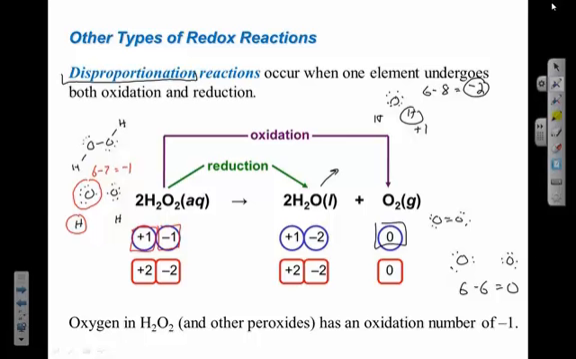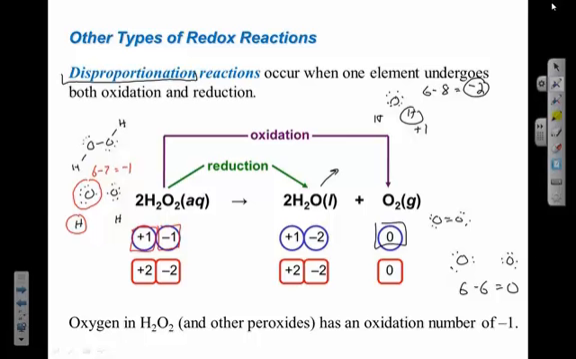So, which substance is being oxidized? It's the oxygen. The oxygen is going from a -1 to a 0. That's an increase in its oxidation number. Going from negative to 0 is an increase. That's an oxidation. Which element is being reduced? Also the oxygen. There's a reduction because one of the oxygens goes from -1 to -2. That's a decrease. It's going down. So that's a reduction. So the hydrogen isn't changing here. The hydrogen's oxidation number starts at +1 and ends with a +1.